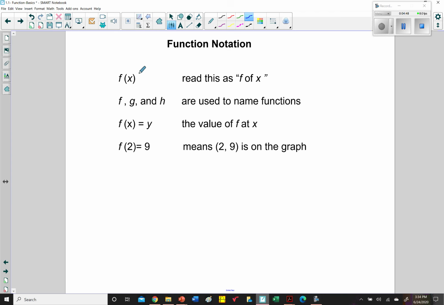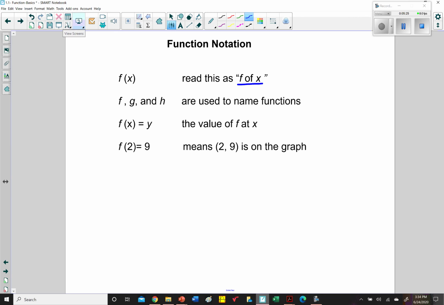In our course, we need to be able to recognize symbolic representations for functions. So when you see this symbol, f of x, we read that f of x, or f is a function of x. The letters F, G, and H right there in the middle of the alphabet are used to name functions. And f of x equals y is the value of the function at a particular x. So when you read that f of 2 is 9, that simply means that the point (2, 9) is on our graph.